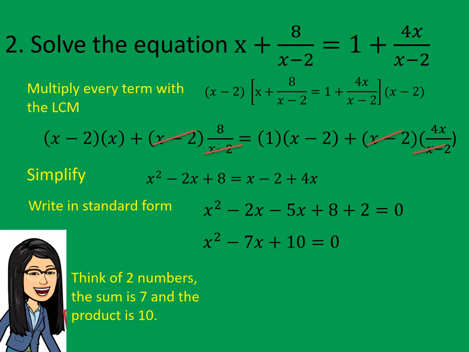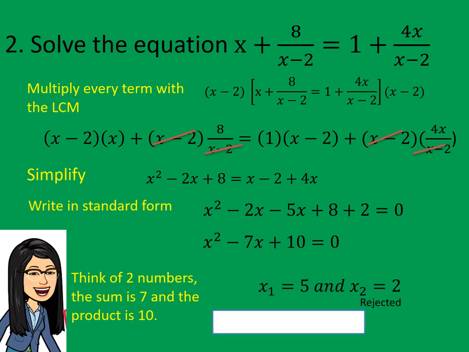Now, the possible answers are 5 and 2. But, if 2 is substituted in the equation, the denominator becomes 0. So, 2 is rejected or not accepted value for x. So, the only value for x is 5.